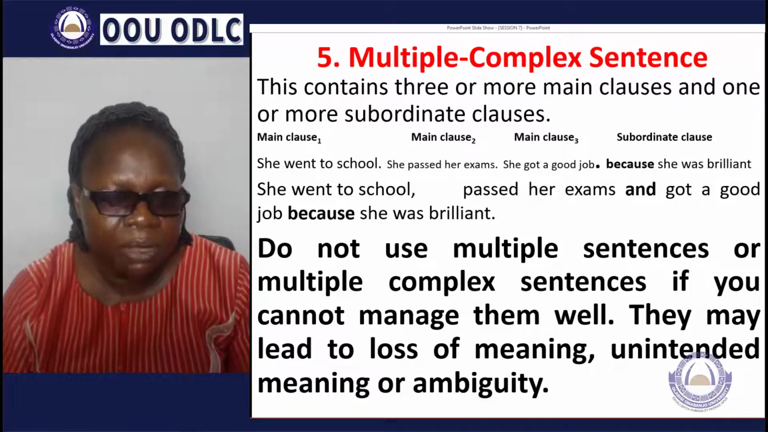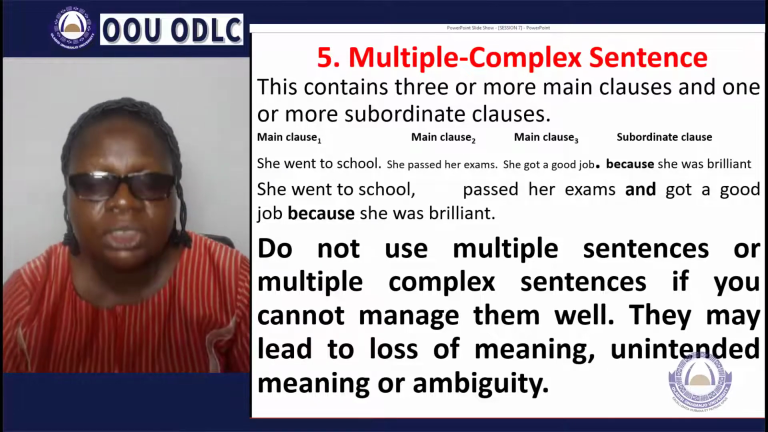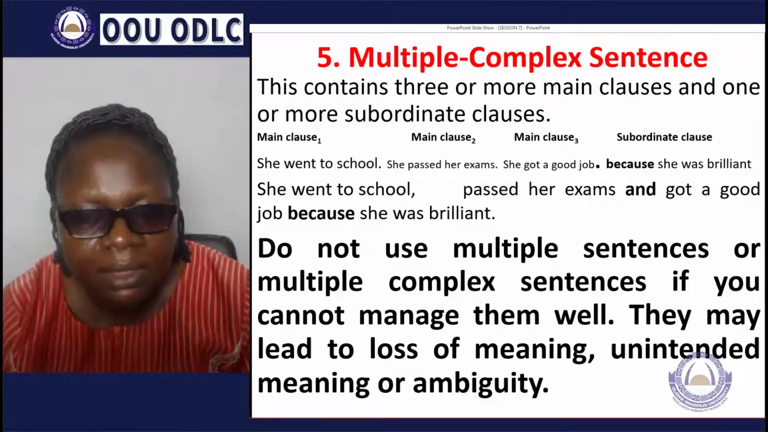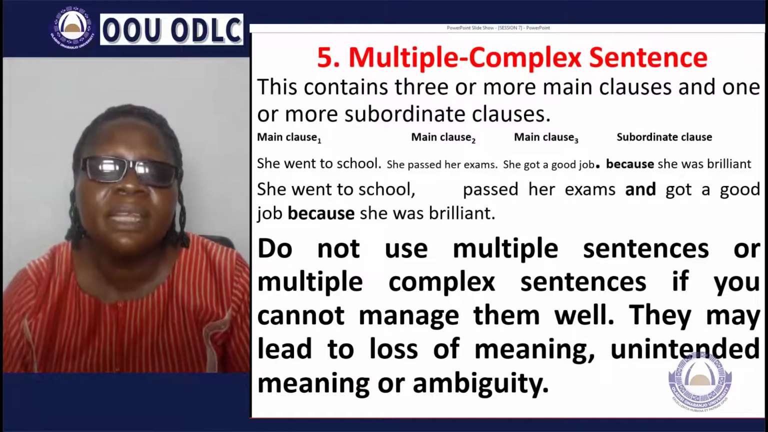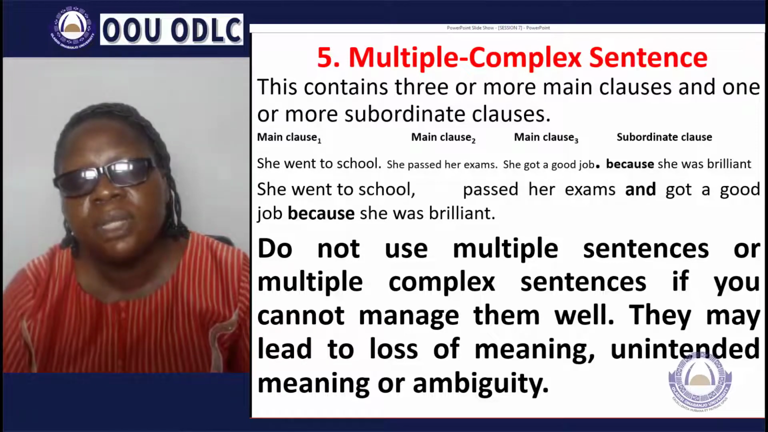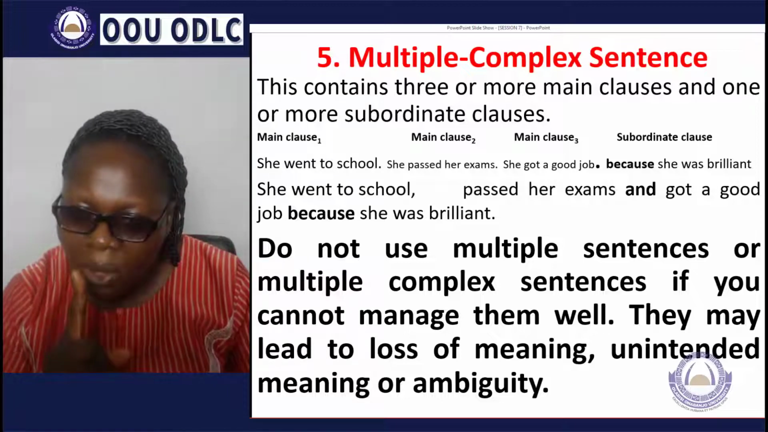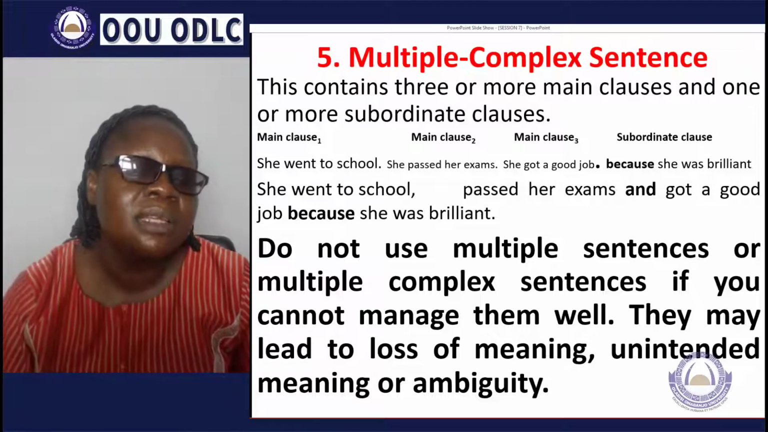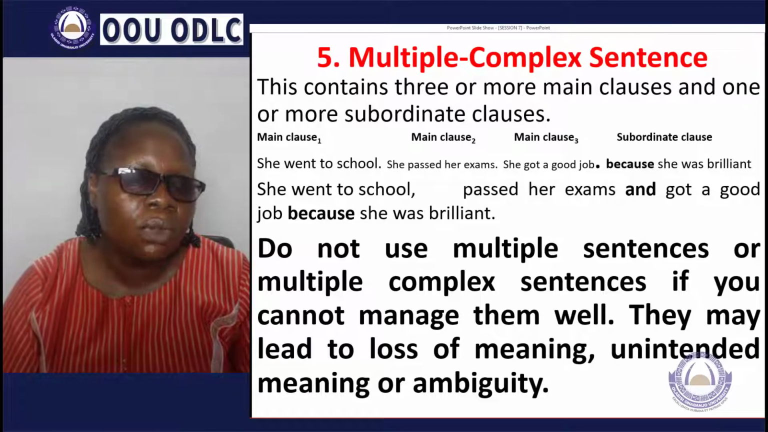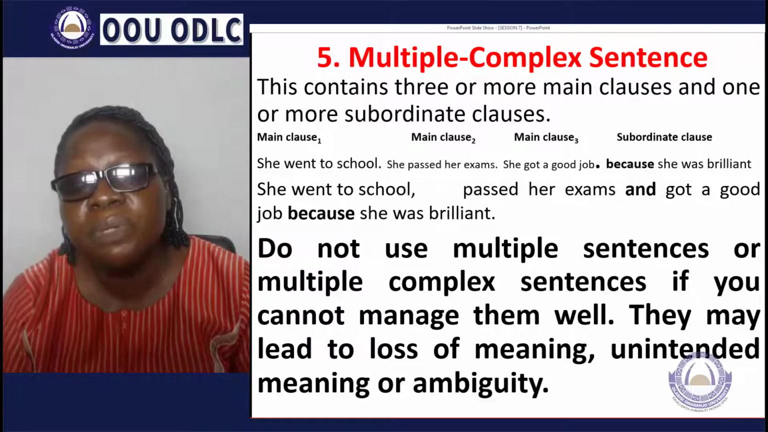She went to school, main clause 1. She passed the exams, main clause 2. She got a good job, main clause 3. Then because she was brilliant, subordinate clause. We put all of this together and make them one so that we can now have just one sentence that is a multiple complex sentence. She went to school, passed her exams, and got a good job because she was brilliant.